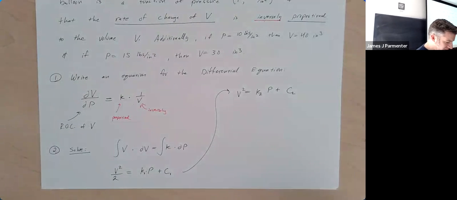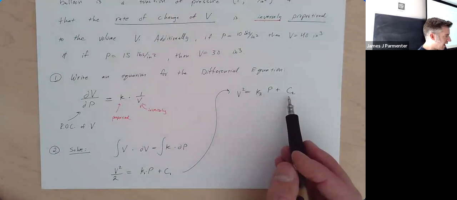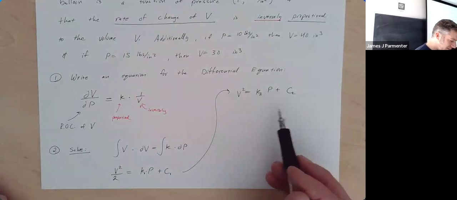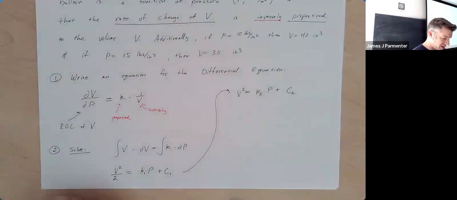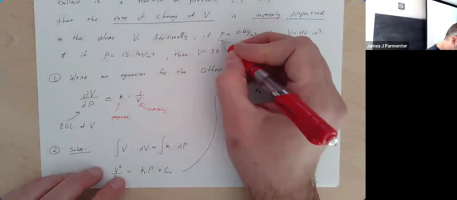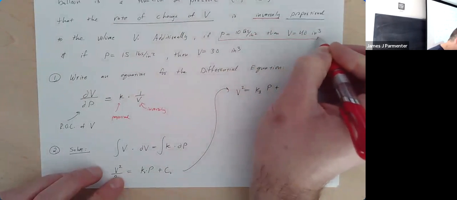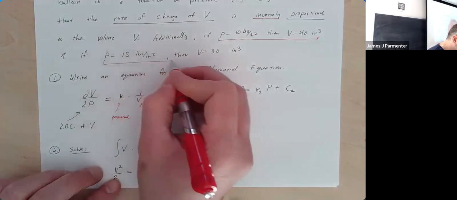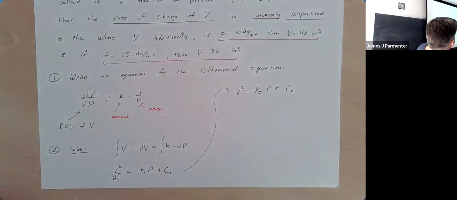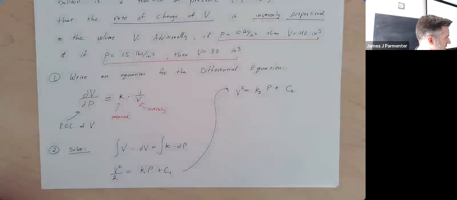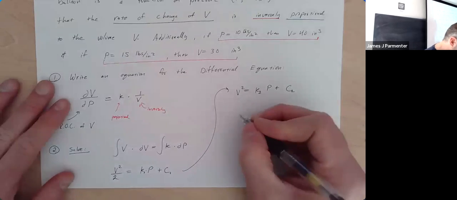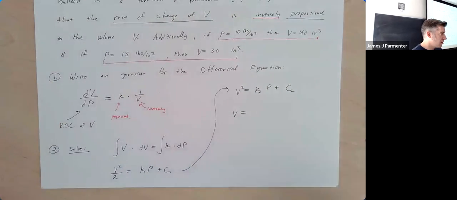Is this the right time to find my constants? Probably not. Maybe it is. I don't know. But I'm thinking if I'm going to plug in these pieces of information, pressure equals 10 when volume equals 40, and pressure equals 15 when volume equals 30, I probably don't want to be squaring 30 and squaring 40. It's not that terrible, but I would probably go ahead and solve for V first. So V equals, now technically when I take a square root of both sides, what do I get?